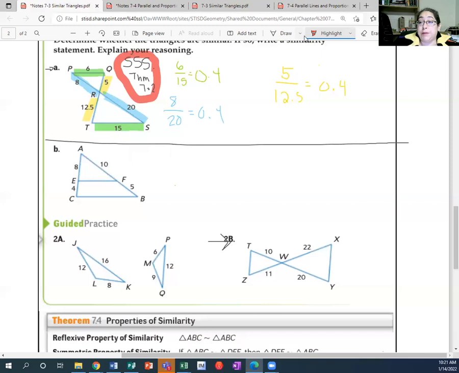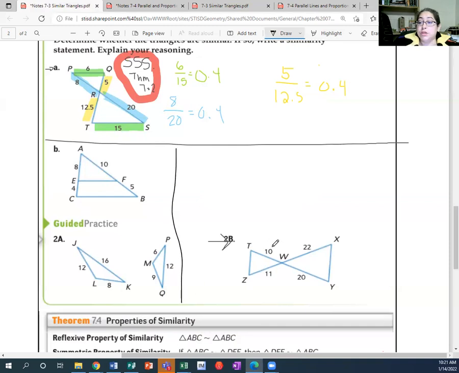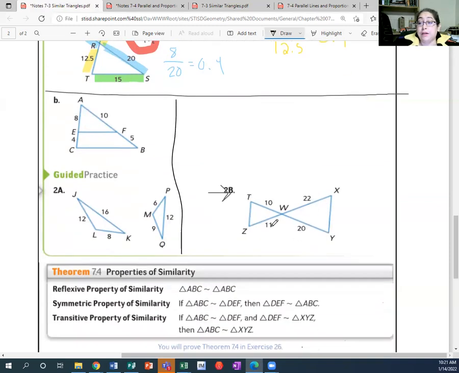All right, let's look at 2B. Okay, 2B. I only have 2 pairs of sides with information, so I can't use side. So I'm going to try using theorem 7.3, which is the side angle side similarity. For side angle side, I need 2 sides proportional and the angle in between those sides congruent.